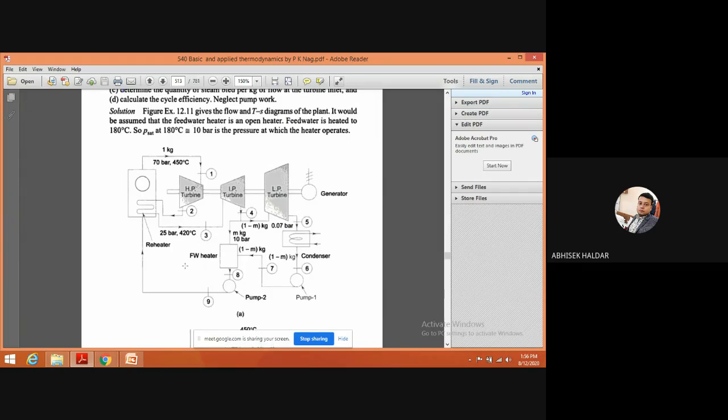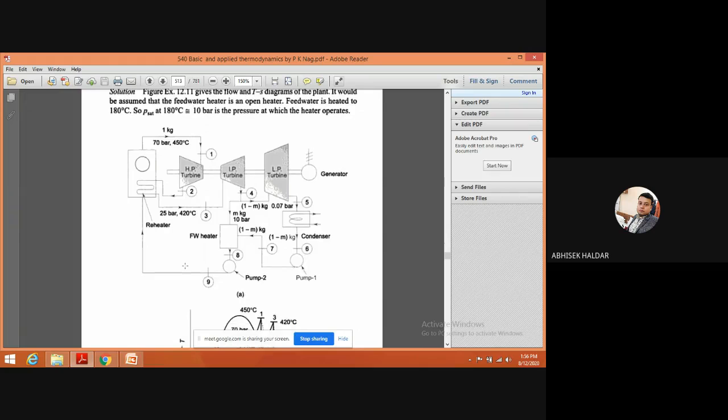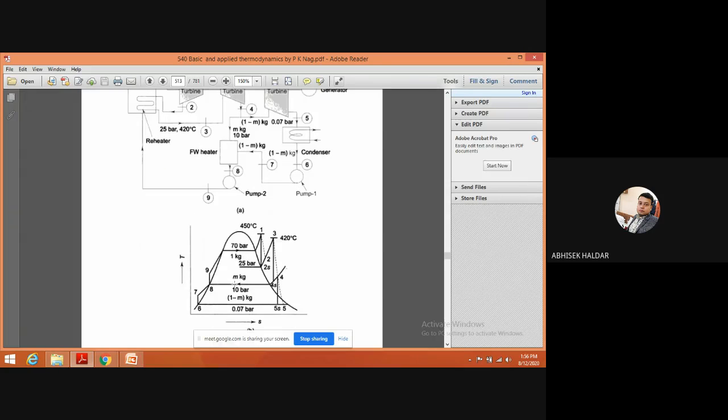So this type of problem, you try to see these problems. You can see here the TS plot. Here you can see the reheat is there, and regeneration is also there in this TS plot.